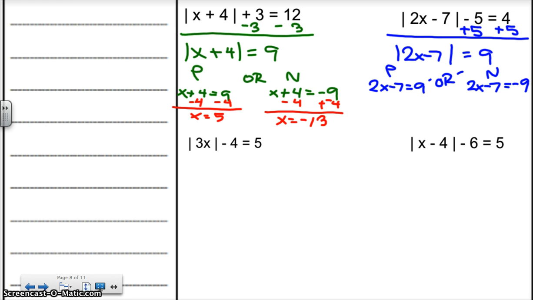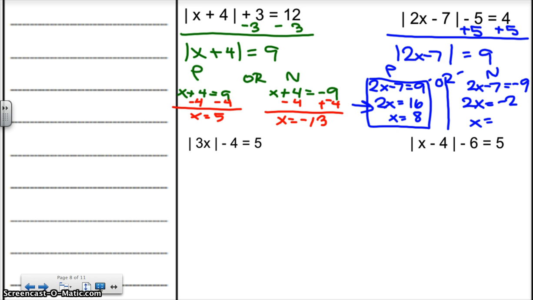Solve both of them. Add 7 to both sides. I get 2x equals 16. X is 8. Not showing my work. This is about college level, how you show your work in college. Because I'm still here, this step right here, I can tell that you know that you need to add. Okay? Adding 7, I get 2x is negative 2. X is negative 1. Okay? Those are my 2 cases.